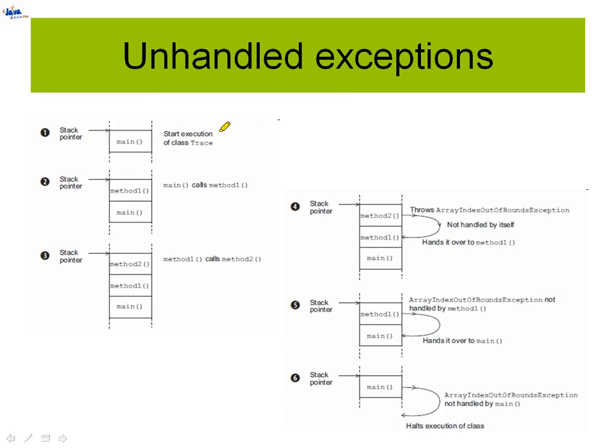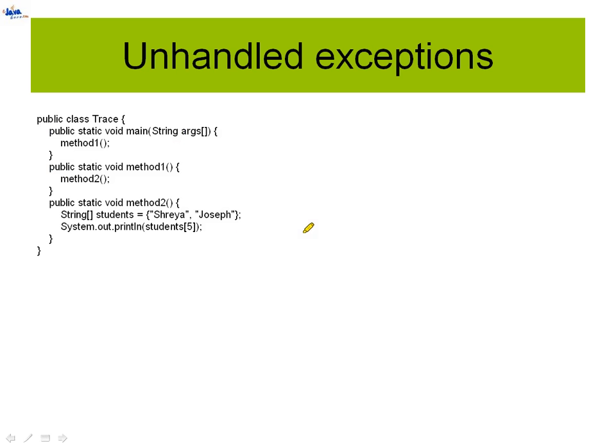So we have a pictorial representation of what happens. The execution starts with the main method. Main calls method 1. The execution of method 1 should end before main is called. Then method 2 is pushed onto the stack. And we have this line, and this line is supposed to throw an exception. When method 2 throws an exception, as you can see, this exception is not handled by any of the code.